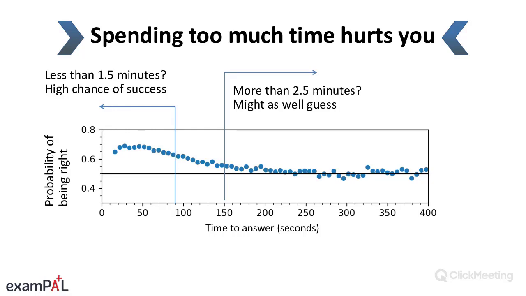And if you spend more time, once you pass the 2-minute mark, once you pass the 2.5-minute mark, then your probability of getting the question correct is pretty much an even coin toss. And we can break this down into different types of questions. I'm not going to do it here. We've done it internally for our own personal interest. You can see different graphs for different types of questions.